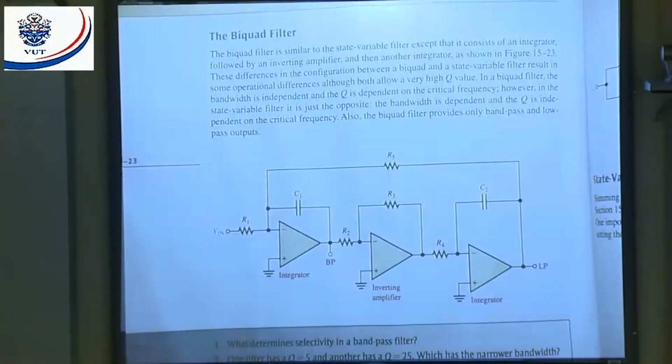They say these differences in the configuration between biquad and state variable filter result in some operational differences, although both allow a very high Q value. In the biquad filter, the bandwidth is independent of the Q, and the Q is dependent on the critical frequency. However, in the state variable filter, it's just the opposite. The bandwidth is dependent and the Q is independent of the critical frequency. Also, the biquad filter provides only band pass and low pass outputs. All right.